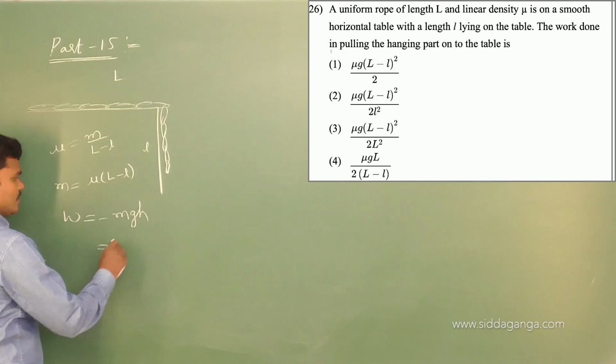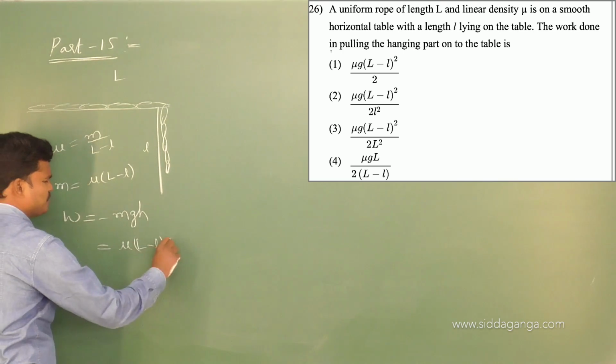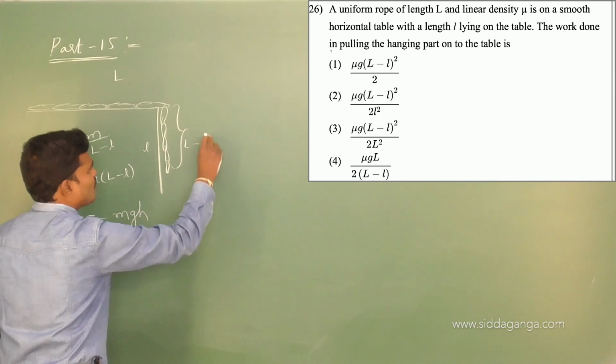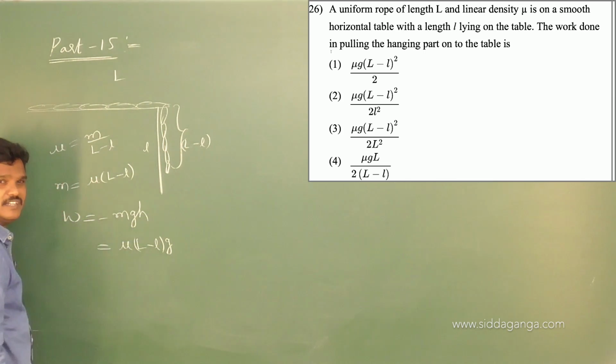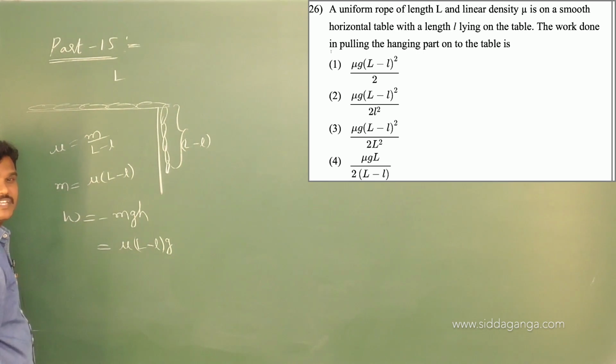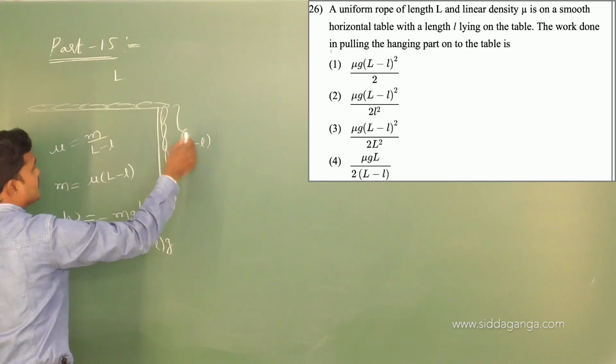So, m is nothing but mu into L minus l. g you keep as it is. What is the height? Actually, this is L minus l. How do they mention it clearly in the problem? It is not clearly mentioned. Okay, L minus l. Then only you will get the given option. Otherwise, it's not possible. So this is L minus l, okay, total length minus l.